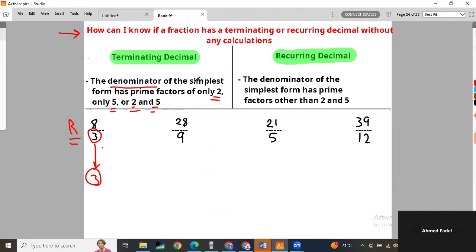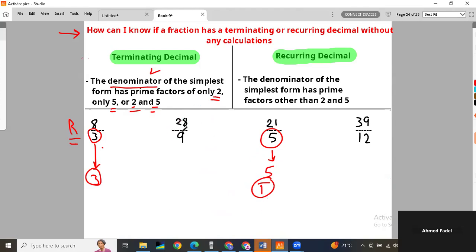Let's see in this example. 21 over 5. What are the prime factors of the denominator here? Here, it is only 5. I have a 5. So you have a prime factor of 5. Do you have anything else other than 2 or 5? No, it is only a 5. So it is terminating.